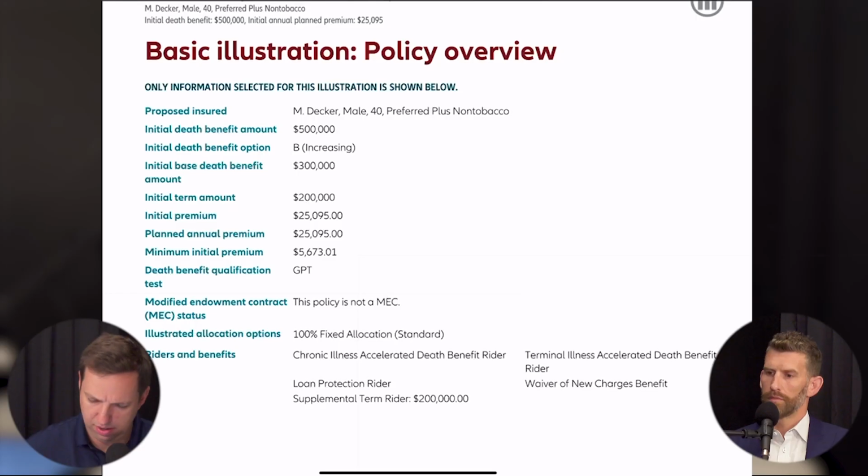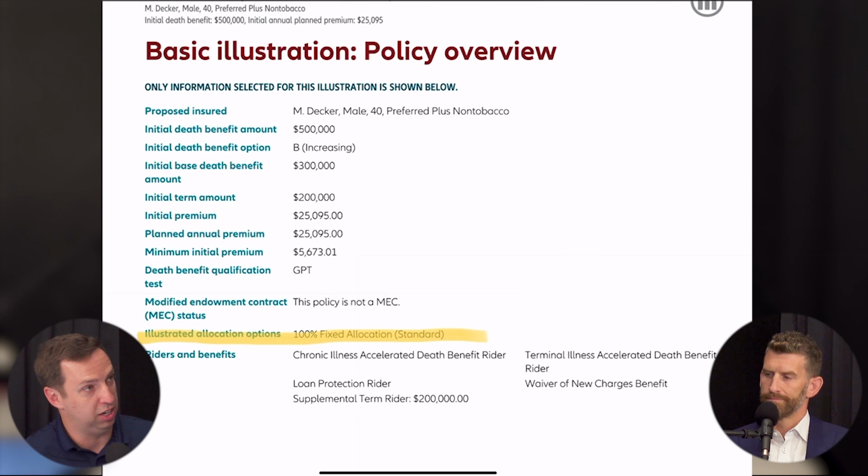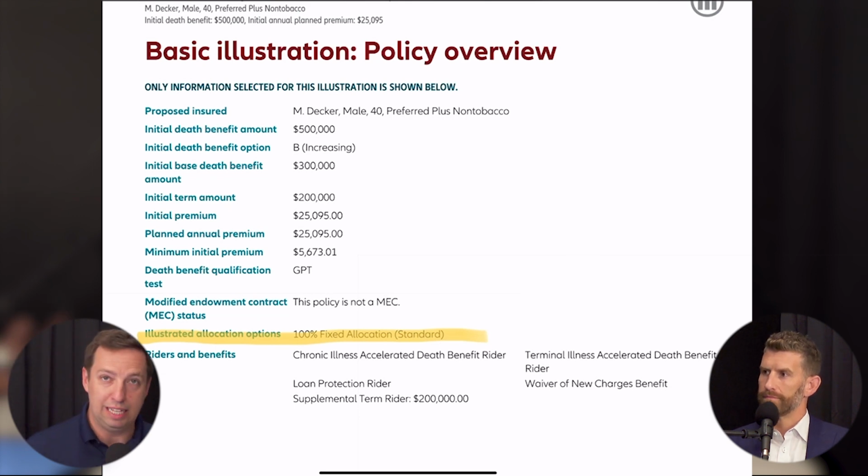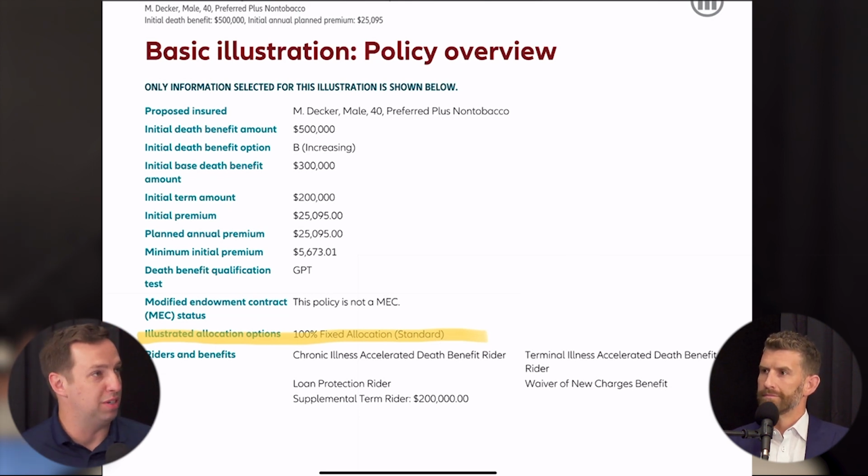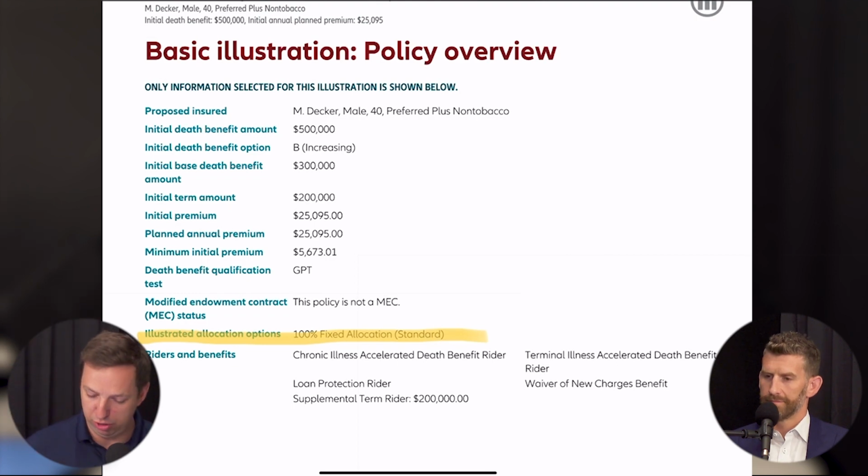And then let me just real quickly do the same thing for the Allianz policy so that you know, again, all the money is in the fixed account. We'll scroll down to the ledger. And here we are, illustrated options, 100% fixed allocation. So all the money is in the fixed account in both policies competing with the whole life insurance policies.